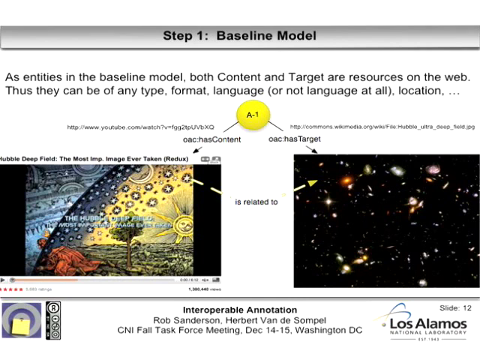So as we have a baseline model where any resource on the web can participate in the model, that means that anything can be the content as well as the target. So this is kind of the first distinction that we have made, the first difference that we've come to from previous models. So here's an example where a YouTube video, the Hubble Deep Field, the most important image ever taken, is somehow about the Hubble Ultra Deep Field image, as exemplified by that file from Wikimedia Commons. And note the URIs there for those.